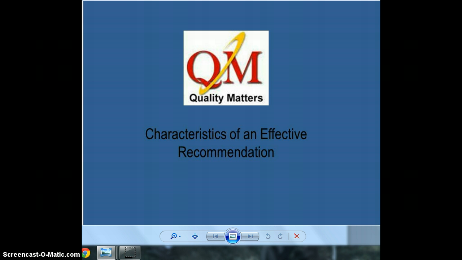Welcome to my interpretation of the characteristics of a helpful QM recommendation. As my example in this exercise, I will be using Standard 1.8, which reads, "Students are asked to introduce themselves to the class," to offer a little variety. If we were supposed to use Standard 1.1, I apologize for not reading the directions more carefully.